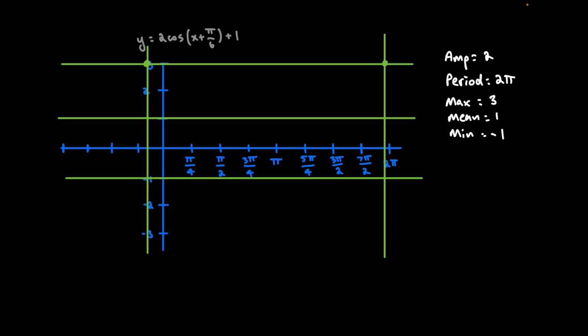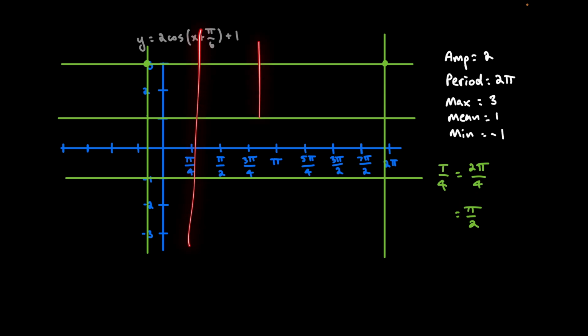Okay, so now let's work out the quartering. We worked out the period is 2 pi, but we know that the period divided by 4 is what we're really after when we're graphing. So that would be 2 pi over 4, which is just equal to pi on 2 radians. So now let us graph a vertical line every pi on 2 radians.